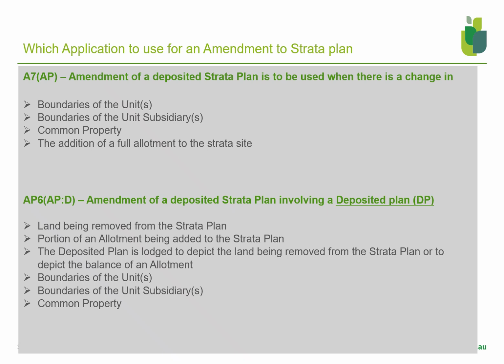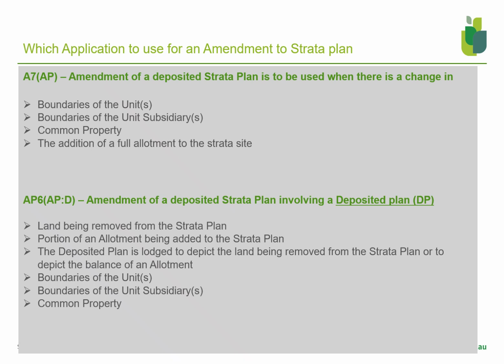There are two types of forms that can be used for an amendment to a strata plan. The Form A7 is used when there is an amendment to the unit boundaries and/or unit subsidiaries or common property. The Form A7 could also be used if there is a full allotment outside of the strata plan that is going to be merged with the strata plan, possibly to increase the size of one of the units. The Form AP6 is also used to amend the strata plan, but there will always be a deposited plan lodged as well.